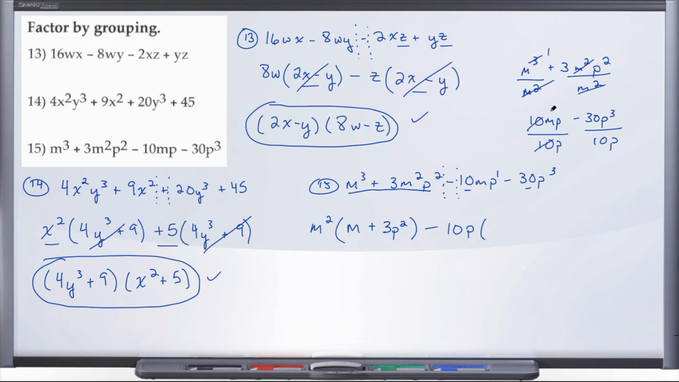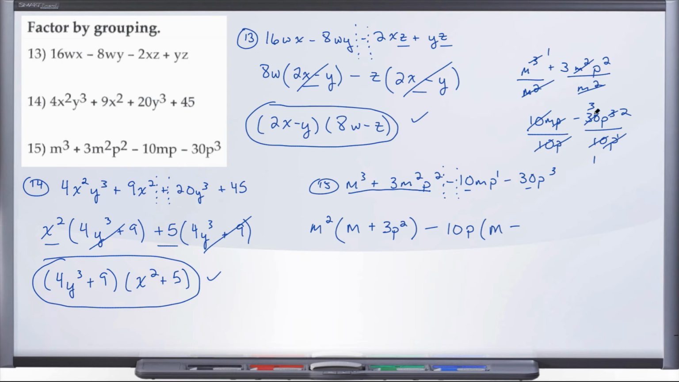Well, the 10 and the 10 cancel, the p and the p cancel, so what are we left with? Just m. And then 10 goes into itself once, 10 goes into 30 three times. And are we top heavy or bottom heavy on p's? Well, we're top heavy by how many? Well, 3 minus 1 gives us 2. And so we're left with negative 3p squared.